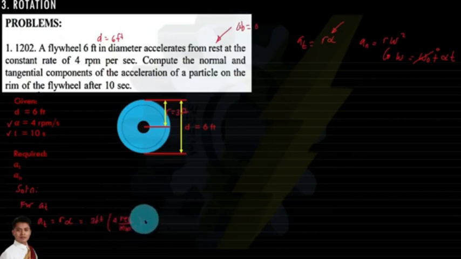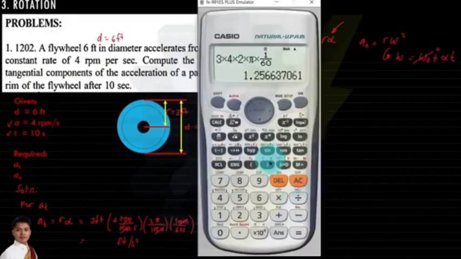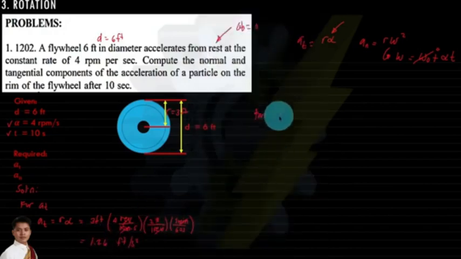So we cannot multiply these two, so let us convert revolution to radian, and at the same time, minute to second. So 1 revolution is 2 pi radian, multiplied by 1 minute per 60 seconds. Revolution will cancel, and at the same time, minute. So our unit here is in feet per second square. So we have 1.257 or 1.26.